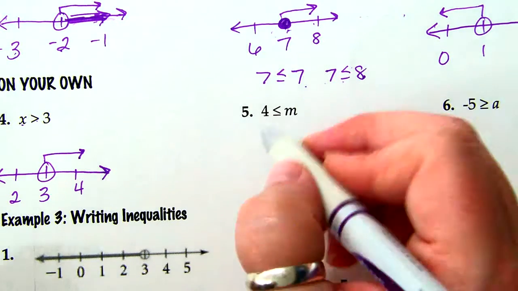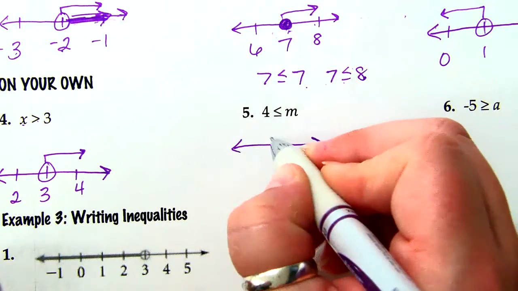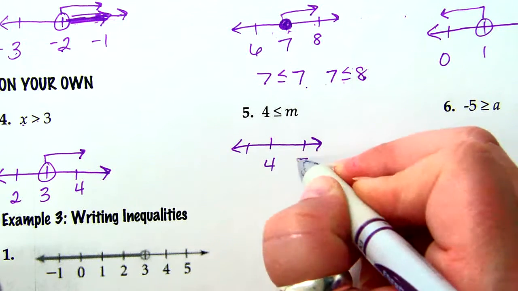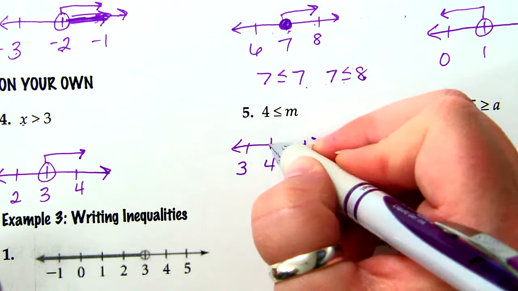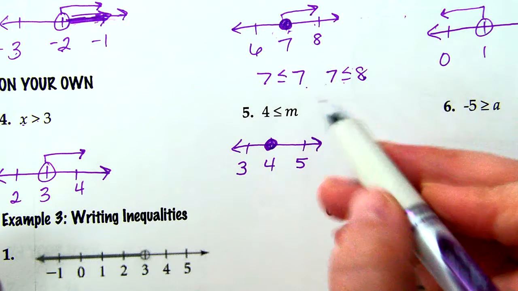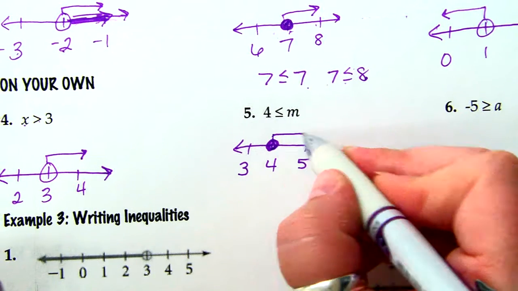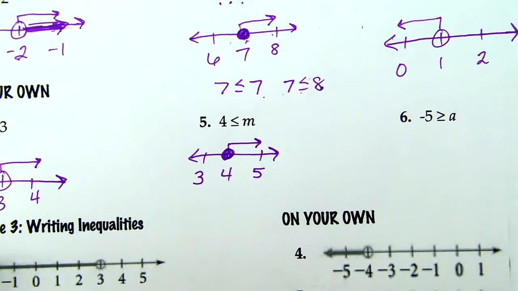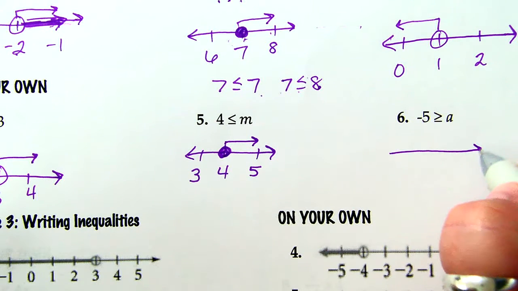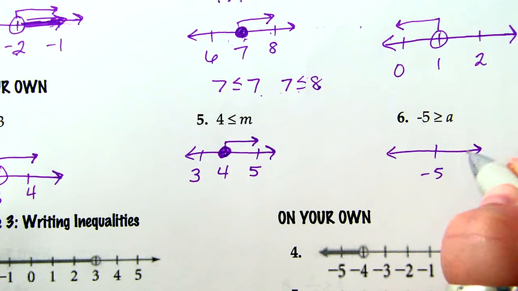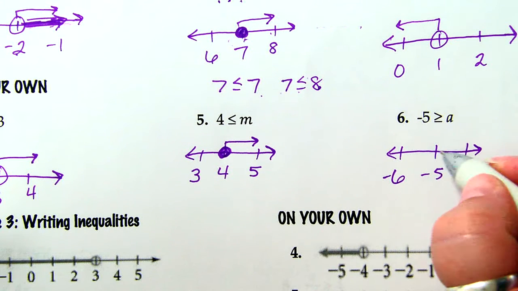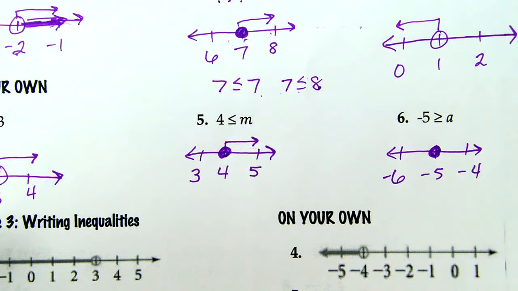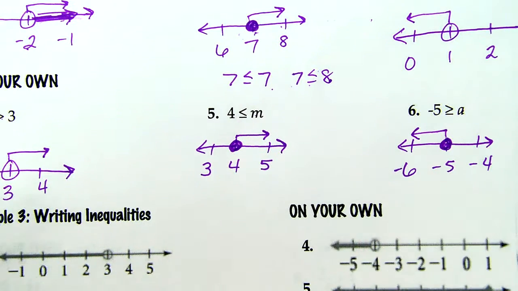Number 5, number line, 4 in the middle, 1 bigger, 1 smaller. This is the dot because it has the equal to. And then m is greater than 4, so it goes towards the 5. And then last one, -5 in the middle, 1 bigger, 1 smaller. This one is the dot on the -5 because it's equal to. And then a is less than, so it goes towards the -6.